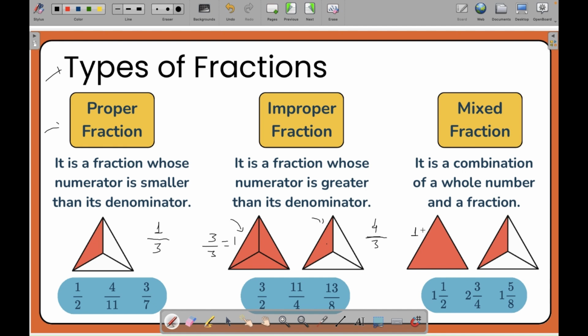So it combines a whole number and a fraction. That is why it is known as a mixed fraction. We have studied what whole numbers are. Now we are studying what fractions are and what happens if we combine both of them. So if we combine both of them, it becomes a mixed fraction.